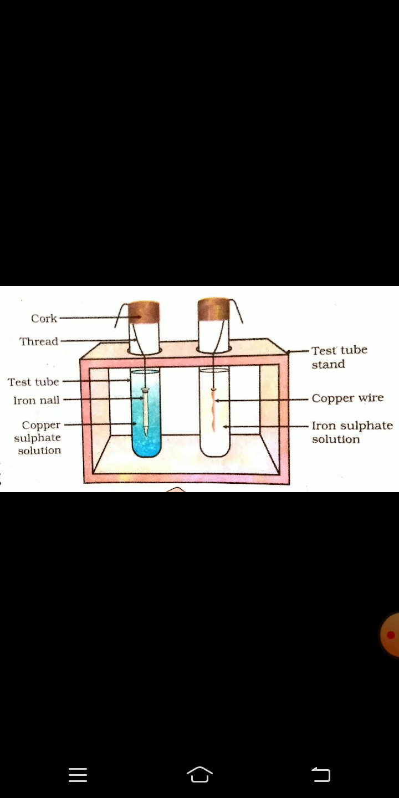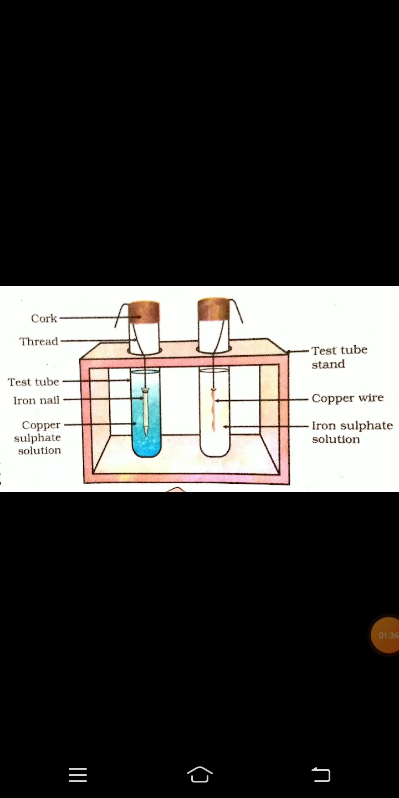So we have 2 test tubes. In one test tube we will fill copper sulfate solution, which is blue in color. In another test tube we have to take iron sulfate solution and we have to put a copper wire into it. Then we have to record observations after 20 minutes.